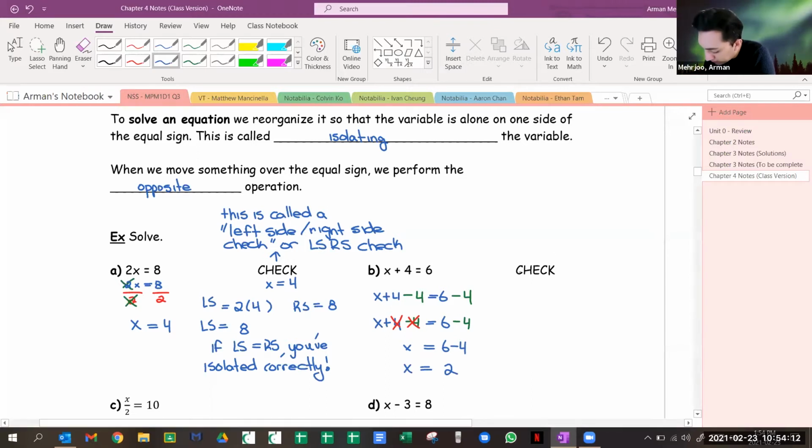Let's do a left side, right side check. The left side was equal to x plus 4. And we figured out that x was 2. So my left side should equal 6. The right side of my equation is 6. So left side equals right side. Therefore, the answer is correct.